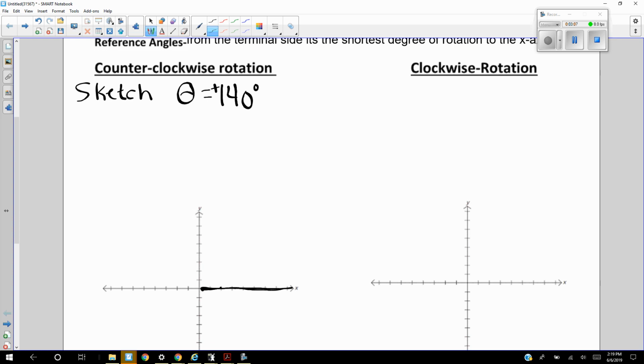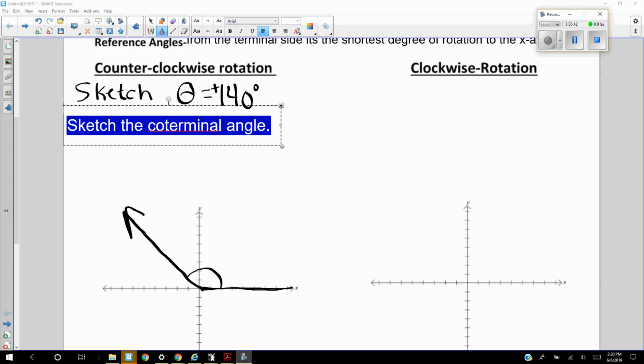Or another way to think about it is from the positive x-axis, we're going to start by going up. This much, of course, is 90. So we need to go 50 more degrees, which is about halfway in between quadrant 2 there. So this piece is 90. This piece is roughly 50. Altogether, that is a 140 degree angle measure. So that's how you sketch an angle in the coordinate plane.